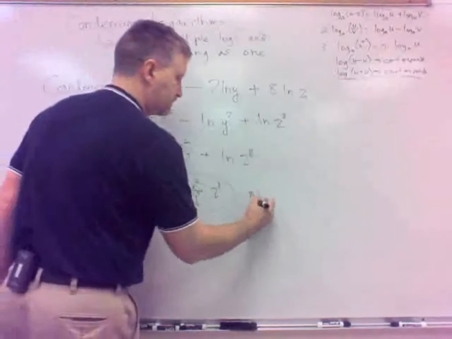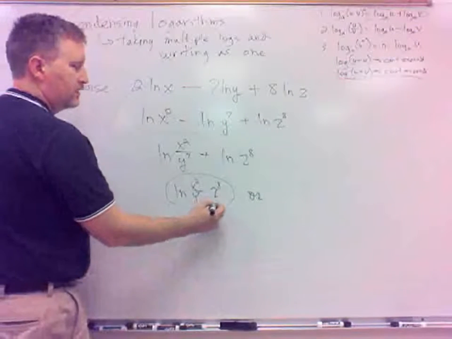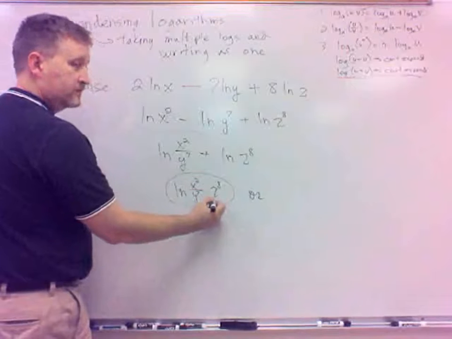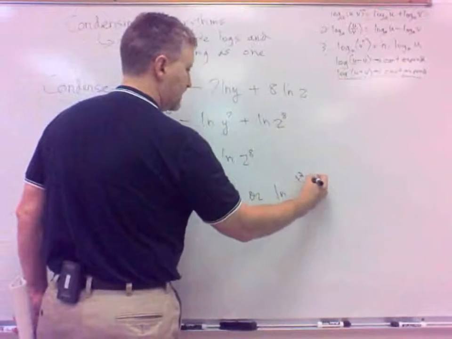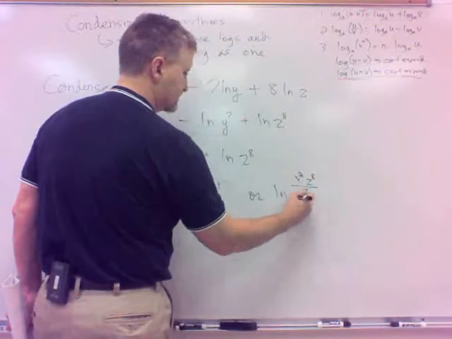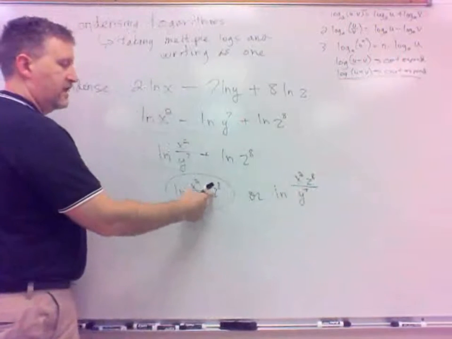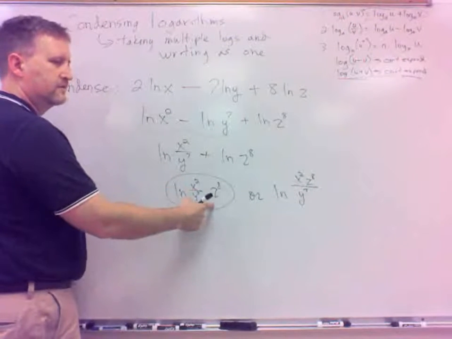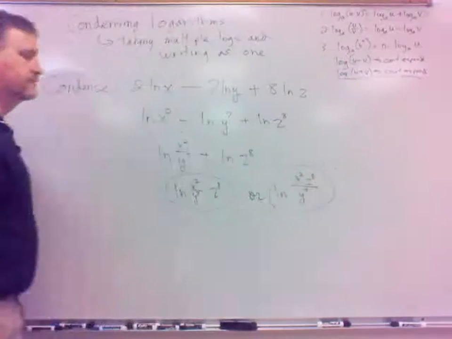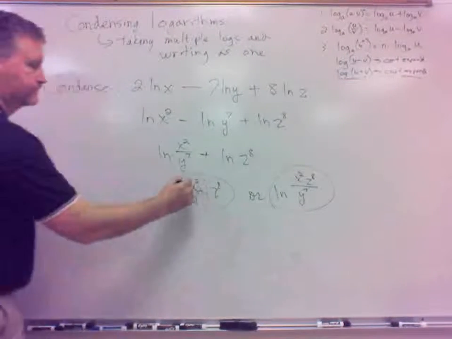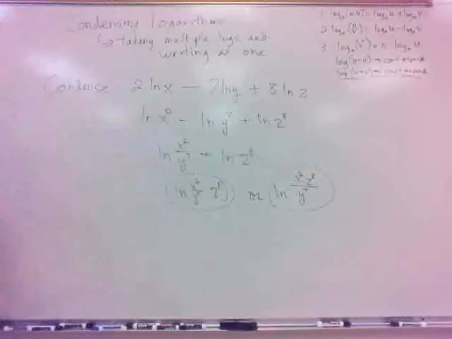Or wouldn't that be z to the eighth over 1? So I could write that ln of x squared z to the eighth over y to the seventh, because like I said, that z to the eighth is z to the eighth over 1, so the tops would multiply. So anyway, either one of those would be okay. Question or concern on that?